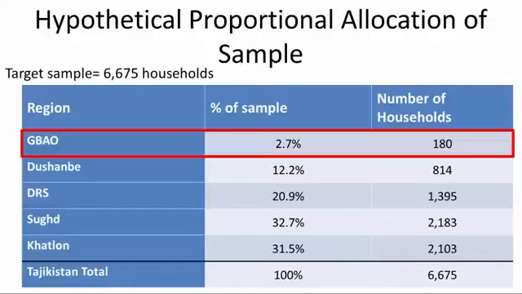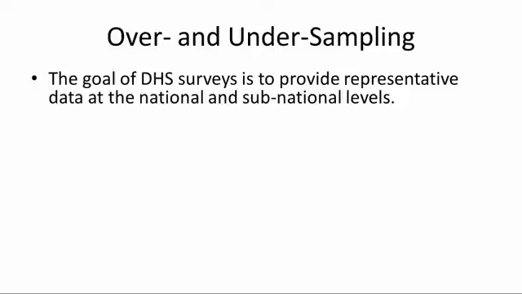However, due to resource constraints, we can't simply increase the overall sample size of 6,675 households to ensure each region has enough households to have 800 to 1,000 women to interview. To solve this problem, we must oversample the small regions such as Gabal and undersample the large regions such as Sugd in order to obtain representative data for each region under controlled cost.